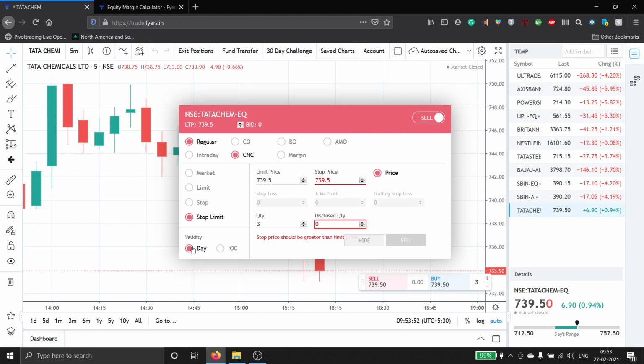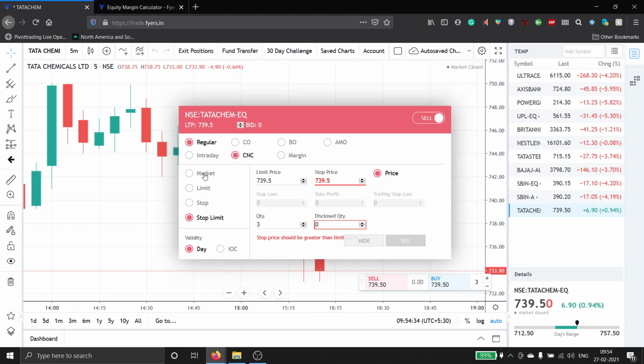What is the validity type? Validity type day means the order that you are setting is valid for the entire day. Or IOC. IOC is immediate or cancel. If the order is executed immediately, then only the order is successful, or else it will get cancelled. The order won't sustain for the day. Generally people use validity day. IOC is not being used that much, but if you take extra care of the prices, then you can take this. All right, so this is the meaning of IOC.